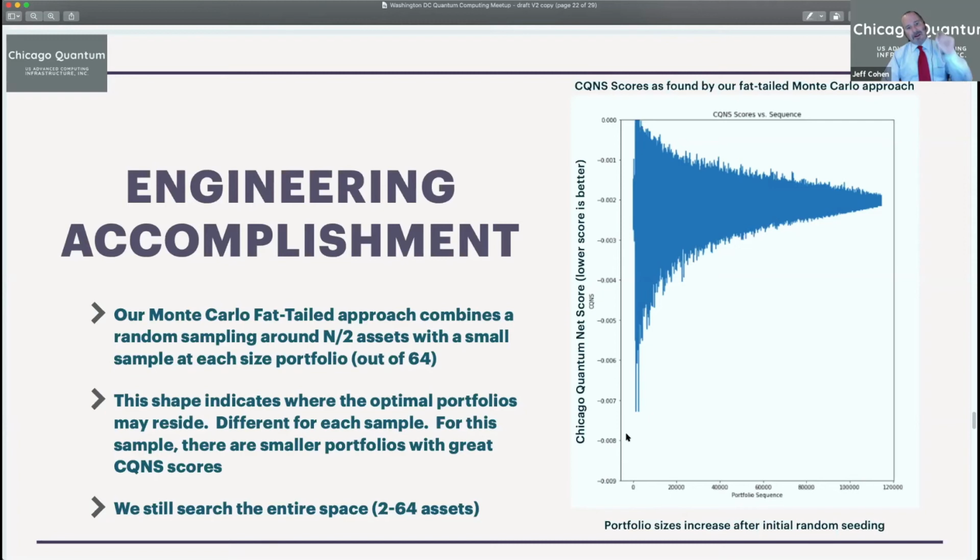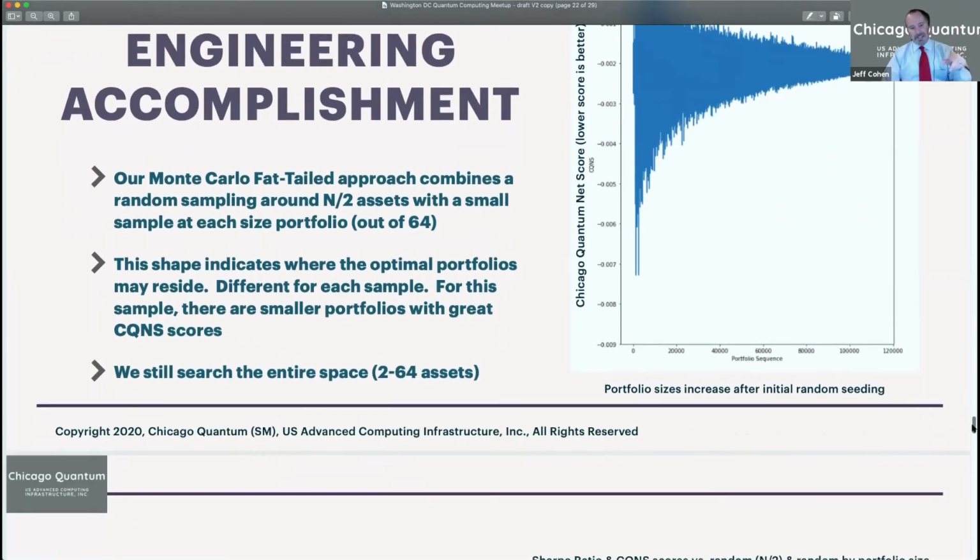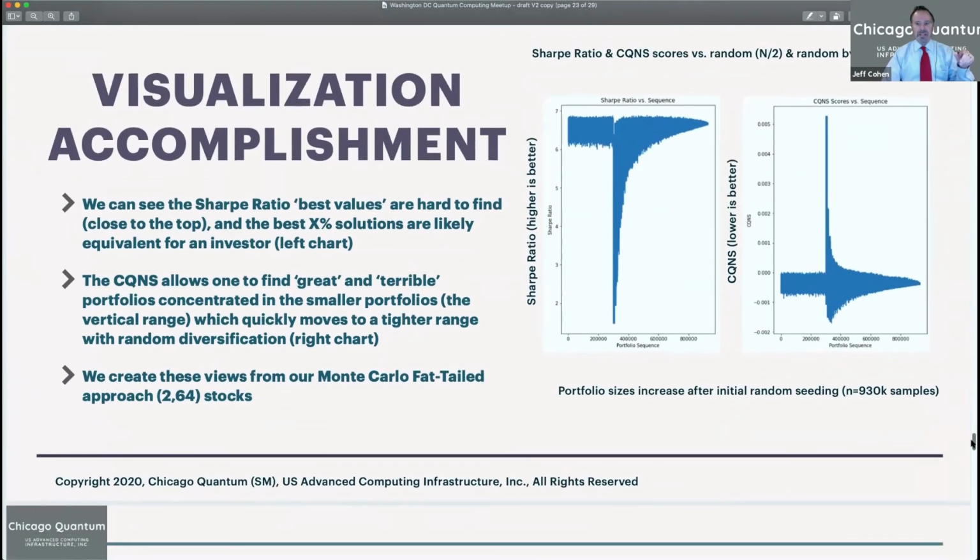This Monte Carlo fat-tailed approach allowed us to visualize the energy landscape and focus our efforts. This was a big deal. This got us from 40 to 60 assets. And this is some of the structure of the energy landscape. The one over to the right, lower is better. So you can see when we just ran the Monte Carlo around the discrete N over 2, everything is in this tight range. You're not going to find anything. You could do 1 billion of those. You're not going to find a really great answer.